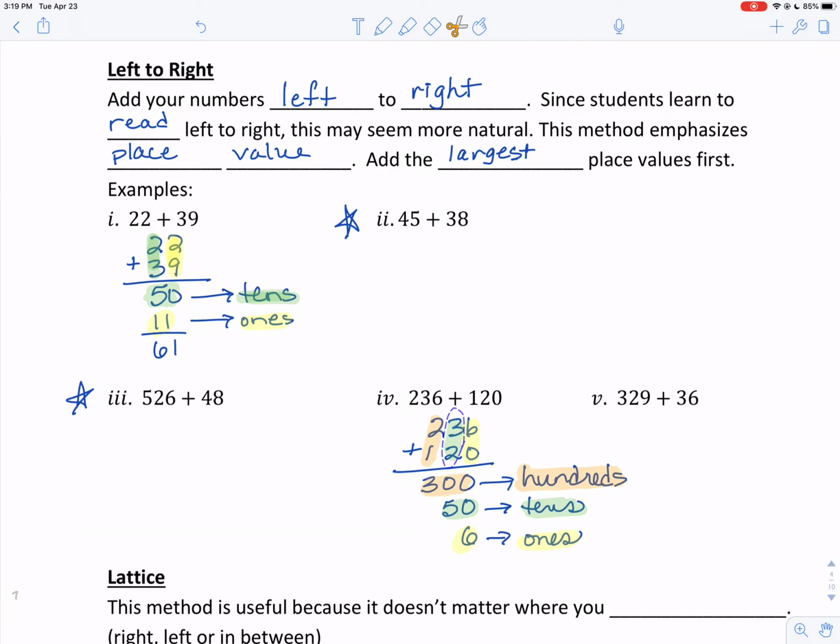Next, I'm going to add the 3 and the 2, which is 5. But in the tens place, that would be 50. And then I add my 6 and my 0. And so I get 6. Then you just add all your columns and get 356. So I would like you to do the 2 starred problems to turn in for class.